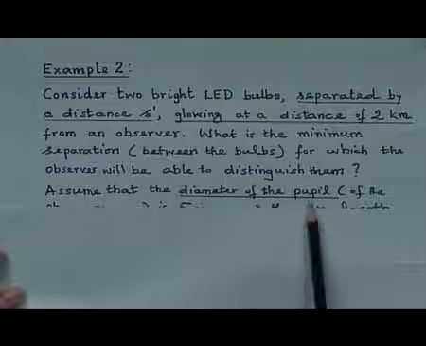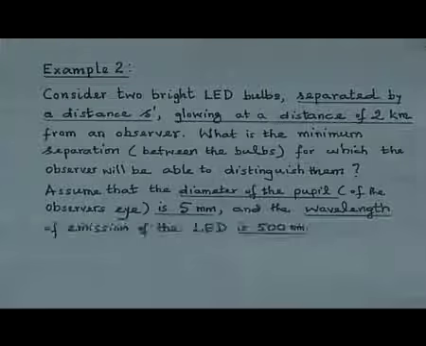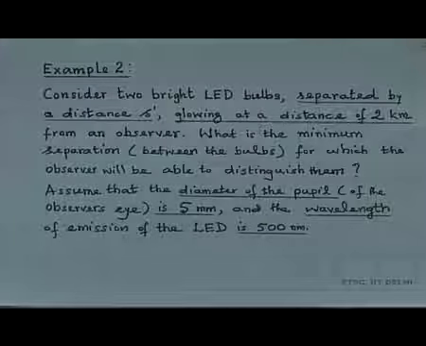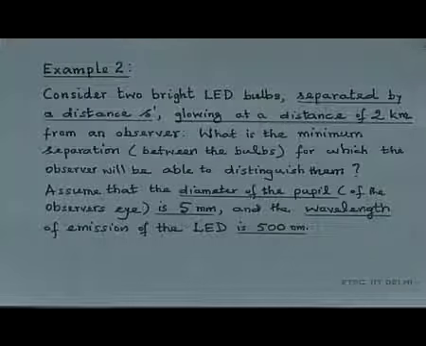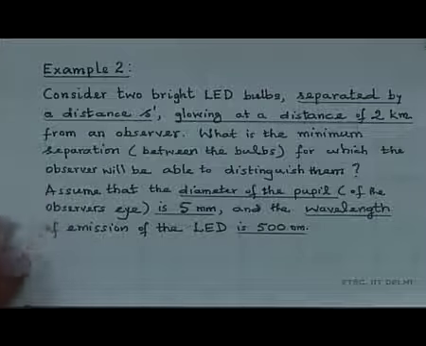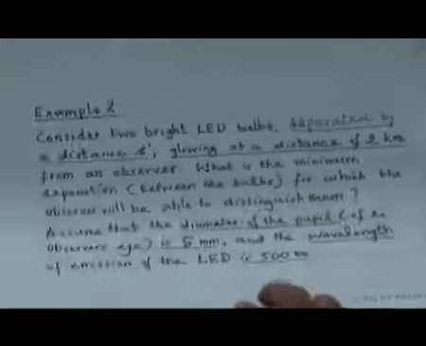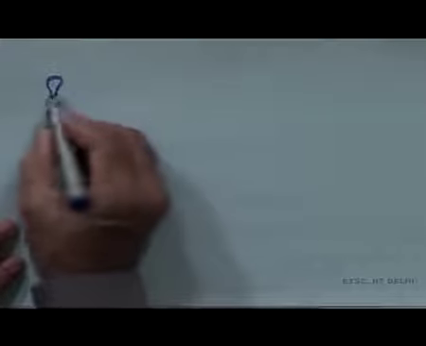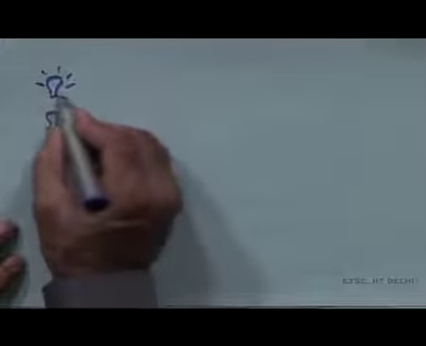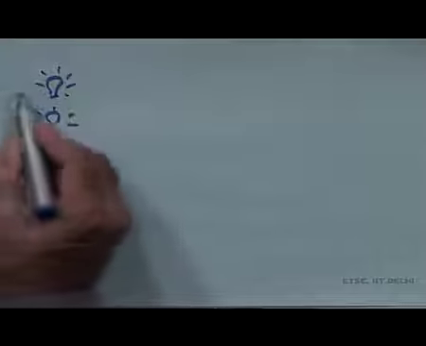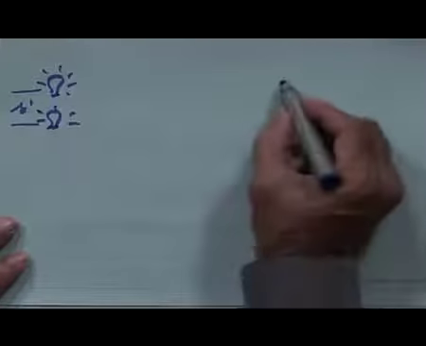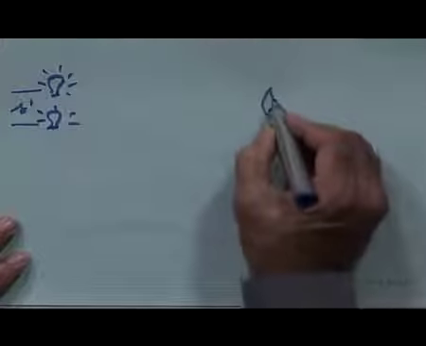Assume that the diameter of the pupil of the observer's eye is 5 millimeter and the wavelength of emission of the LED is 500 nanometer. The example is simple, we have already worked out this example, and let us work it out again here. So, we have the same two LED bulbs now, represented with a separation S dash. What would be S dash if now the observer is just looking at it?